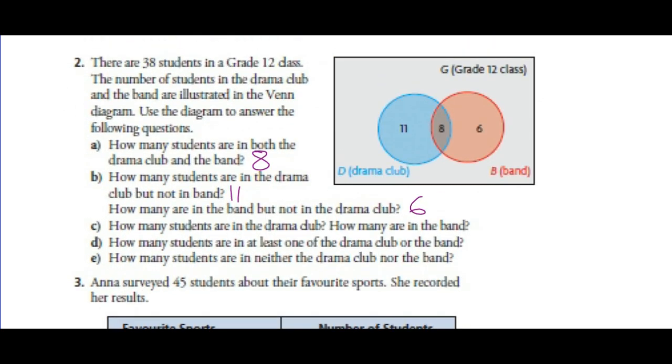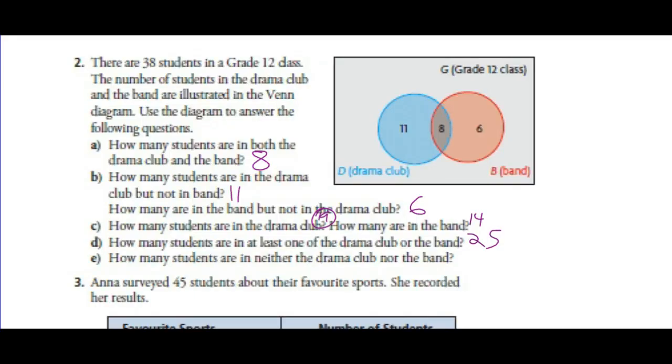How many students are in the drama club? 19. How many are in the band? 14. How many students are in at least one of drama or band? 25. Add the 3 together, right? Drama or band. The or is you add up each of the numbers, so 25.